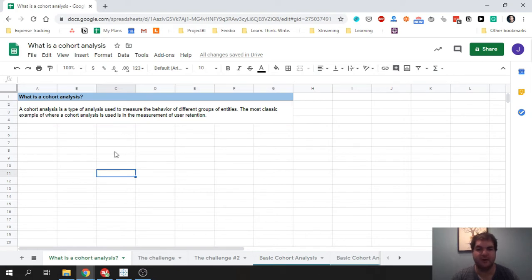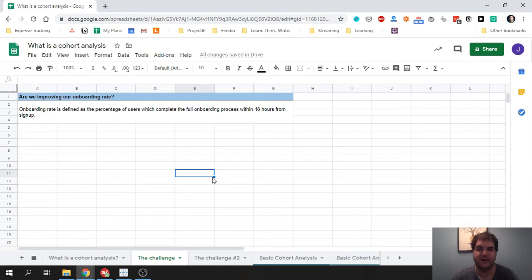So, you might be wondering, what do I mean by this word entities? Well, I define entities as something that's important to your business that you can count. It could be buildings, it could be deals, it could be really anything. The most common example I can give you is users. And in my example, you'll see that I've used users. So now that we've defined cohort analysis, let's jump into an example.